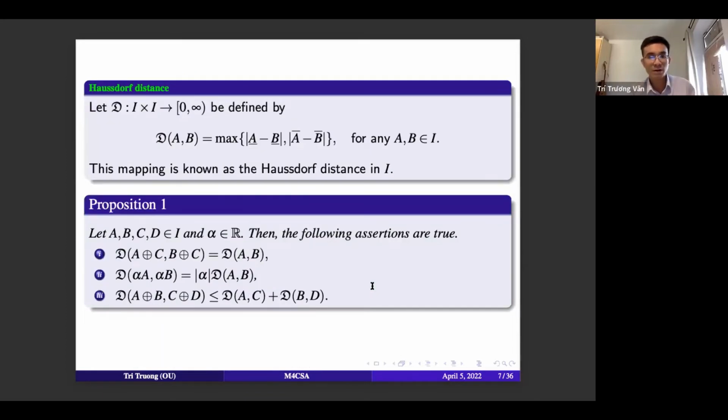For our purpose, we need the Hausdorff distance, which is the maximum of the two norms like this one, and here are some basic properties of this distance.